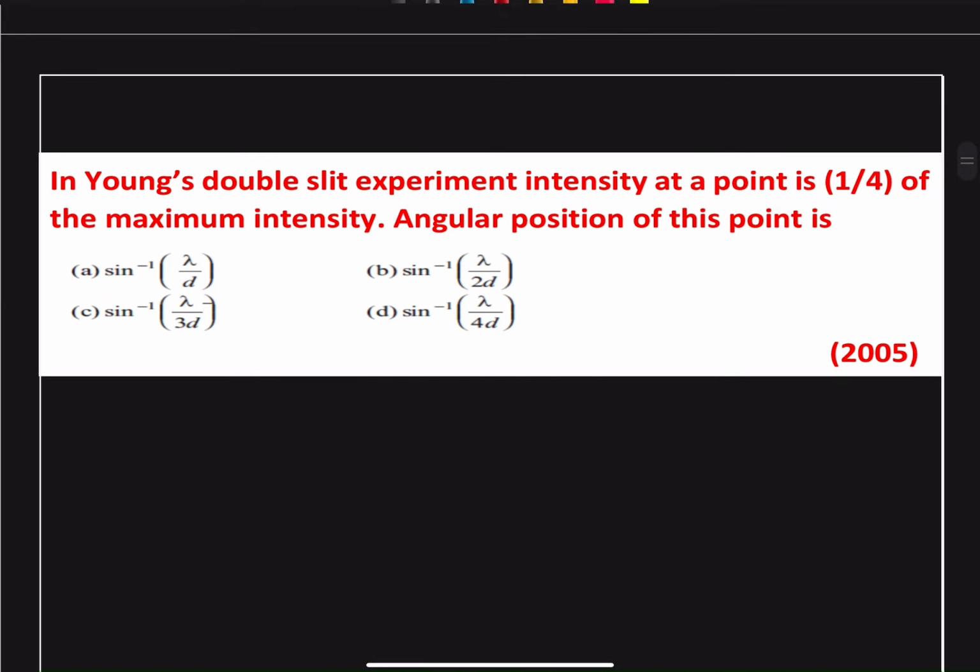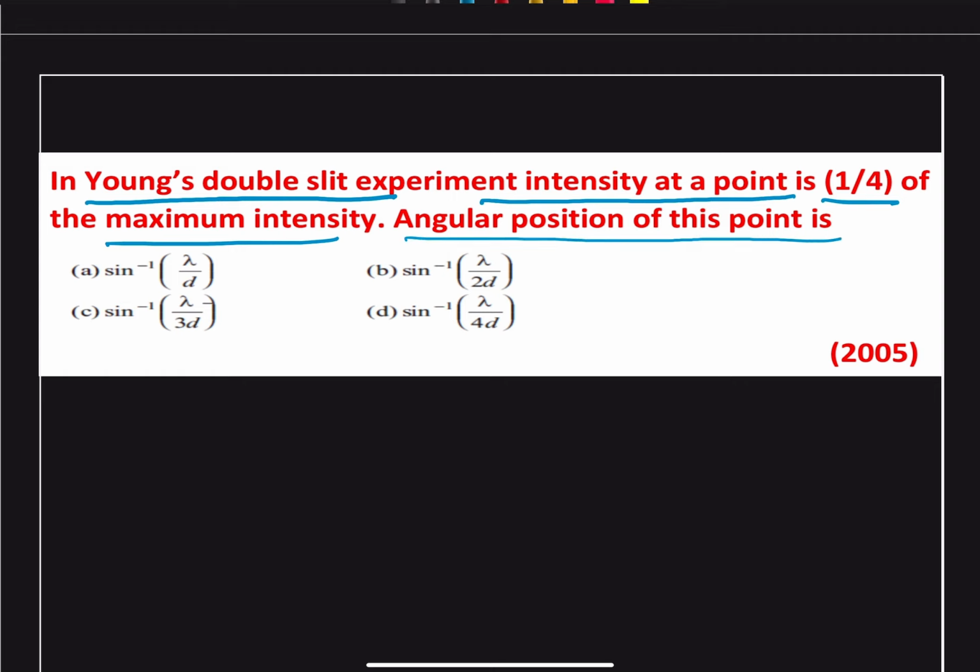Come to the second question, and here it states that in Young's double slit experiment, intensity at a point is 1/4 of the maximum intensity. The angular position of this point is. So we are given that intensity at any point is 1/4 of maximum.